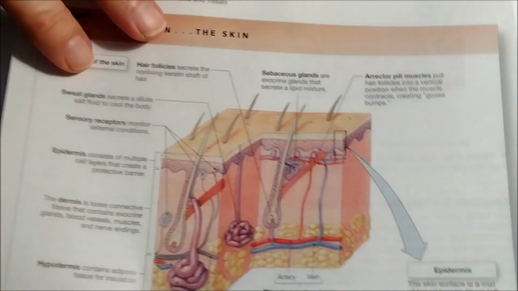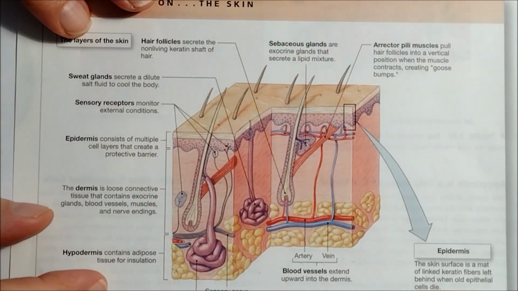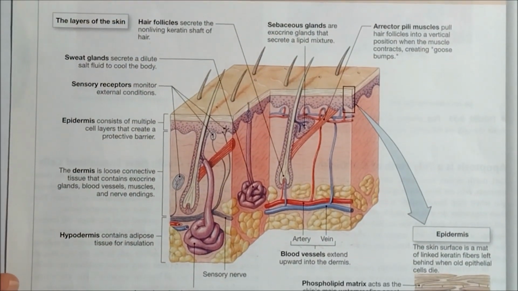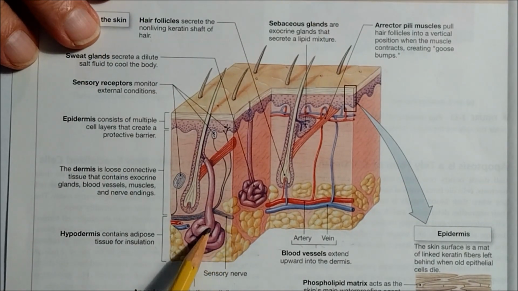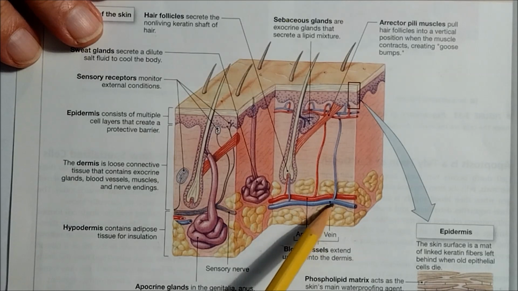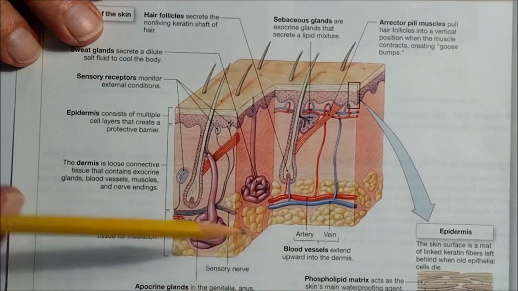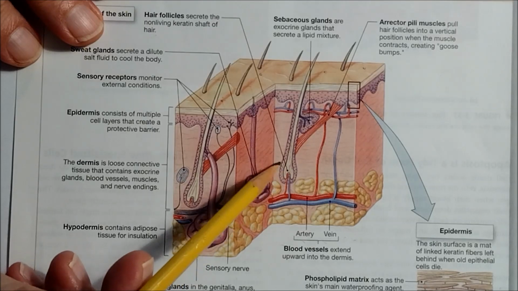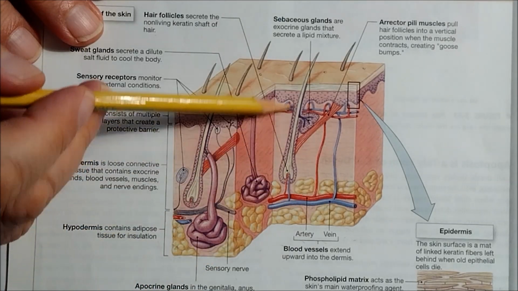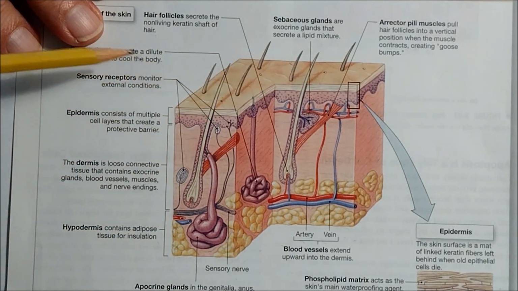Let's move along now. We have a couple more pictures of the skin. This is similar to the one we saw, a little bit different. It shows sweat glands, it shows blood vessels, and we see that we have oil glands in connection with the hair follicles.